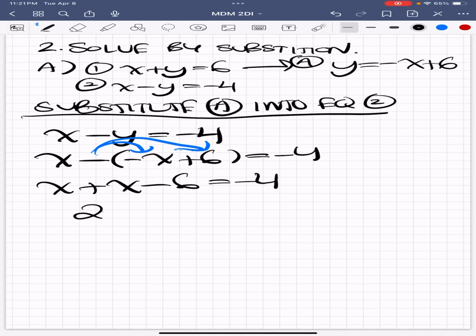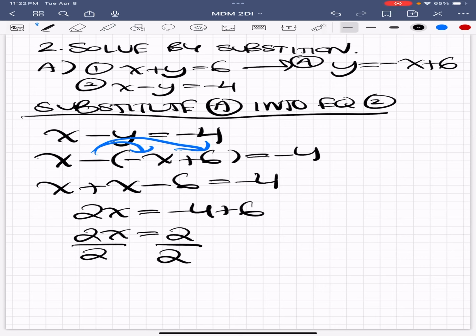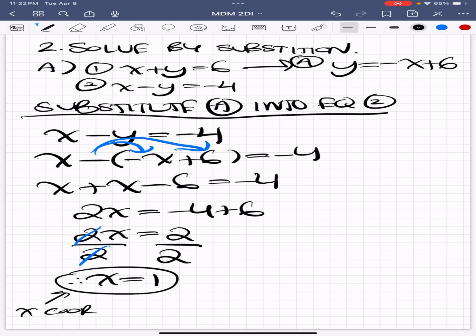And then we have 2x equals minus 4 plus 6. 2x equals 2. Divide 2 on both sides. And then we have x equals 1. And that's the x-coordinate of the POI.